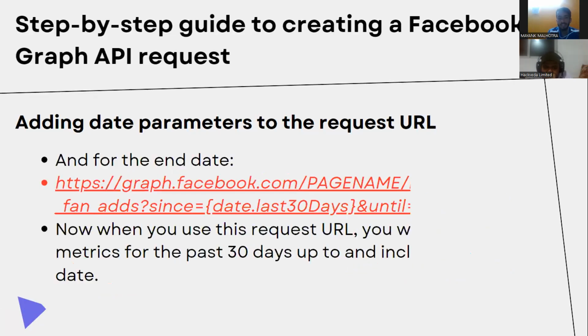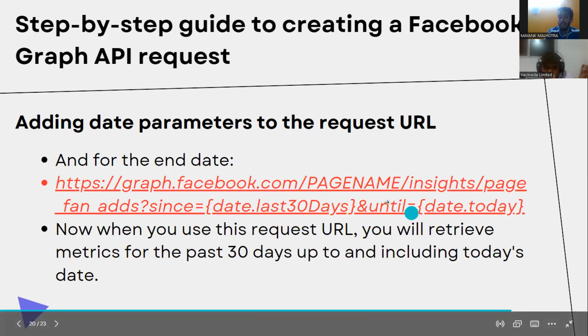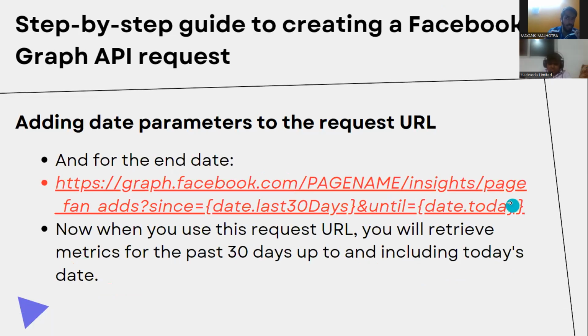Then for the end date, you can add an ampersand, until equals open parenthesis date dot today. So it will give the insights from the last 30 days till today's date.